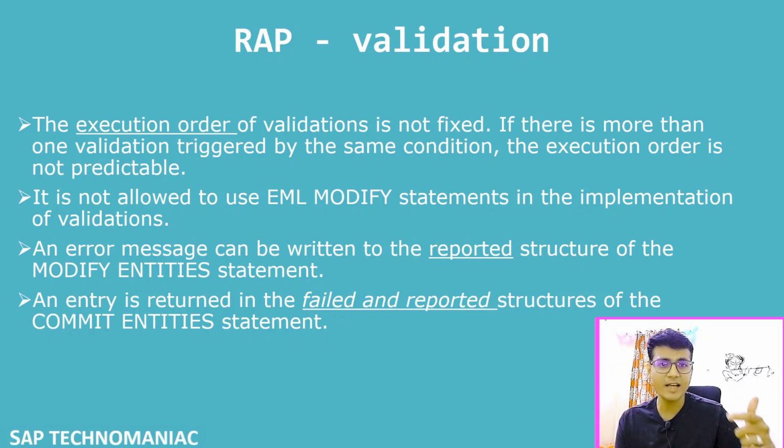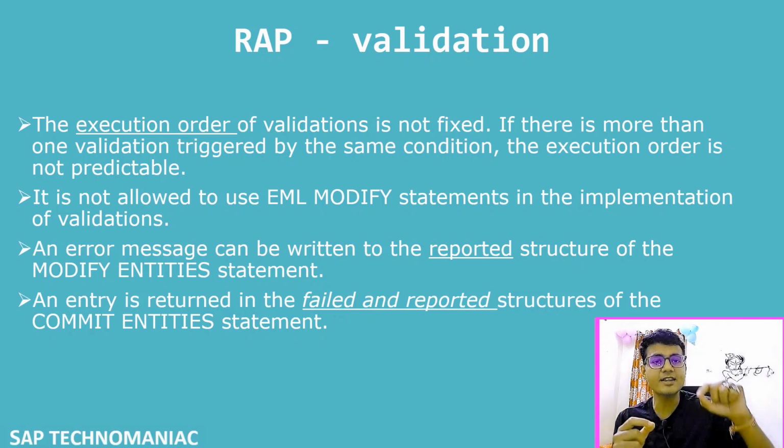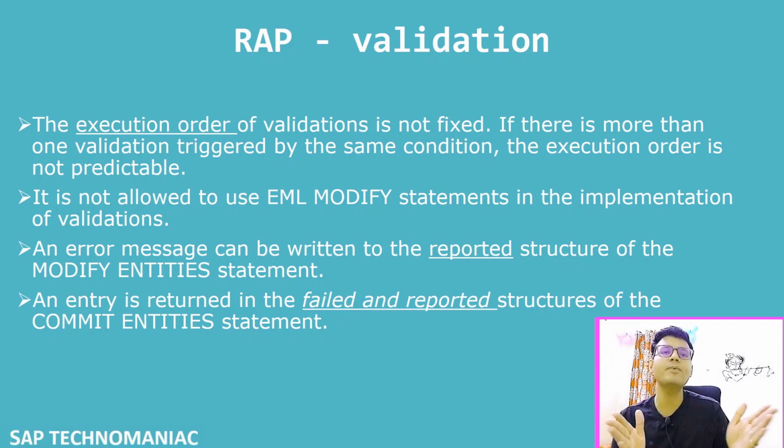We can't define an execution order for validations which are triggering on the same conditions. If you have multiple validations on the same triggering condition, those will trigger randomly. So we don't have any control over which validation will trigger first and which one will trigger second.